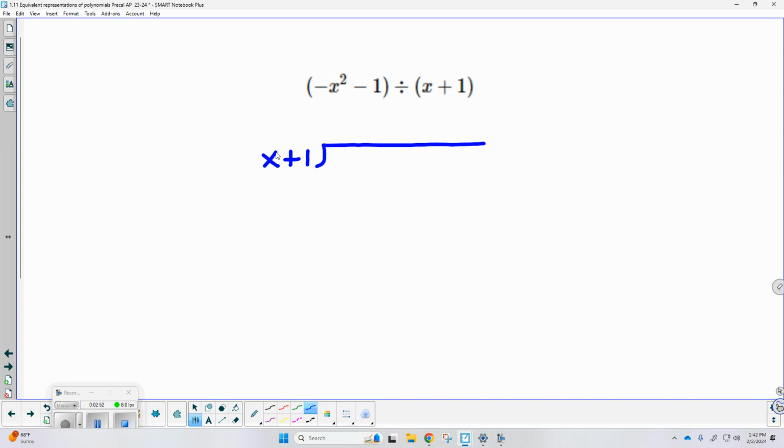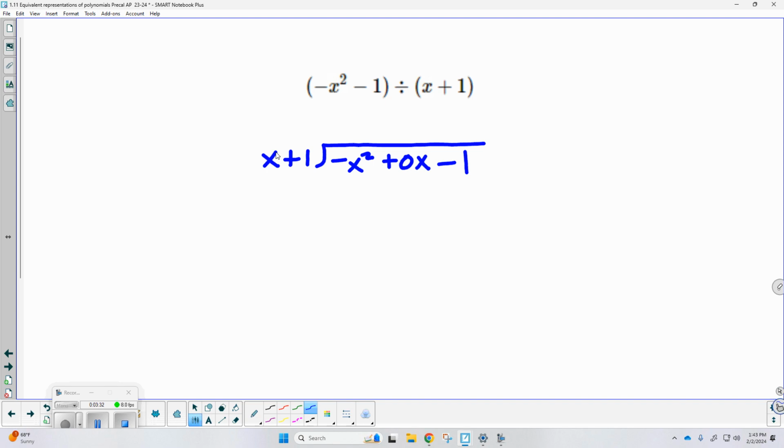You'll notice there's something missing in the dividend. What am I referring to? It goes from an x squared to what? Your constant. That's exactly right. Just the constant. If there is a term missing, you have to place a 0 in with it. It's kind of like a placeholder more than anything else. So negative x squared, then we're going to have plus 0x, and then minus 1. Super important to do this because if you don't, then your like terms aren't going to line up. So you always want to take care of that.